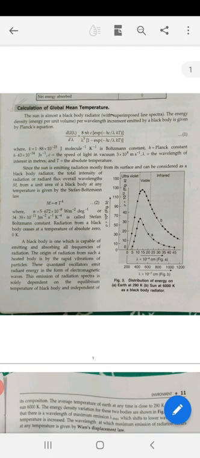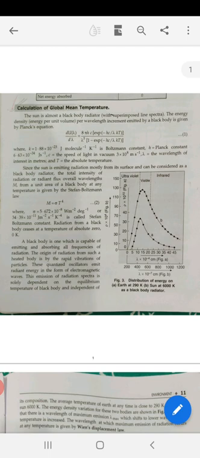This is equation number 1, where k is 1.38 into 10 raised to power of minus 23 joules per molecule per degree Kelvin, Boltzmann's constant. h is Planck's constant and is equal to 6.63 into 10 raised to power of minus 34 joules second. c is the speed of light in vacuum, and it comes out to be 3 into 10 raised to power of 8 meters per second. Lambda is the wavelength of interest in meters, and T the absolute temperature.